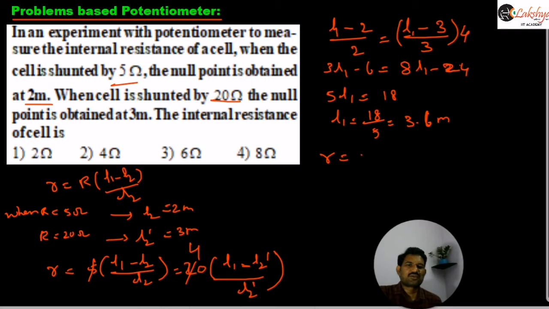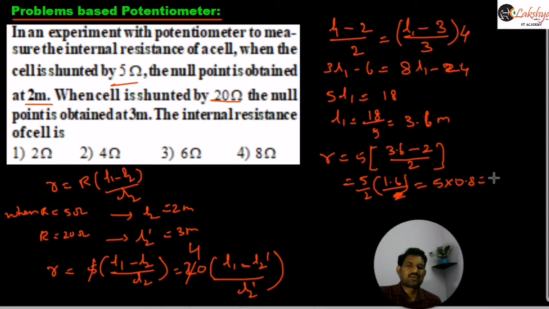Now therefore this R value we can substitute here. Therefore it is 5 into L1, which is 3.6, minus this L2 value 2, by this 2. So therefore it is 5 by 2 into 1.6, already we are writing this 2 here. So therefore it is 5 into 0.8, which is nothing but 4 ohms. So that 4 ohms is the internal resistance of this cell, right?